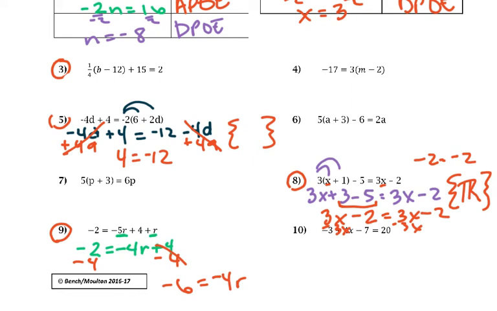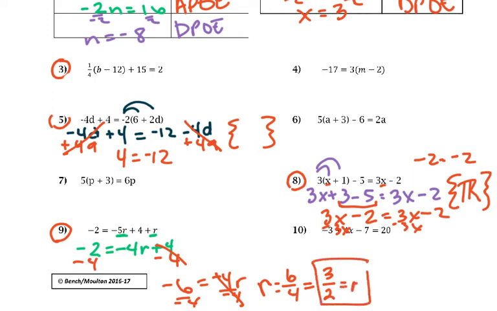And then I'm going to divide by -4. And so I'm going to have r is equal to now -6 divided by -4, negative divided by negative is positive. 6 over 4 is not reduced, so I'm going to reduce that. So 2 goes into 6 3 times, and 2 goes into 4 2 times. So this is my answer for number 9.